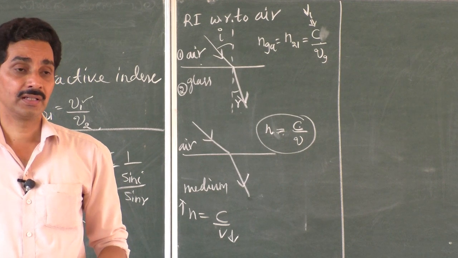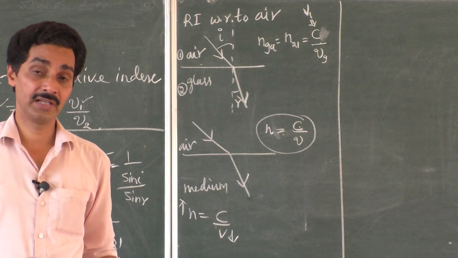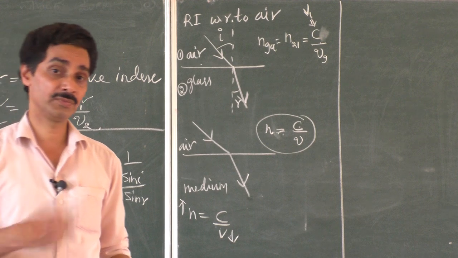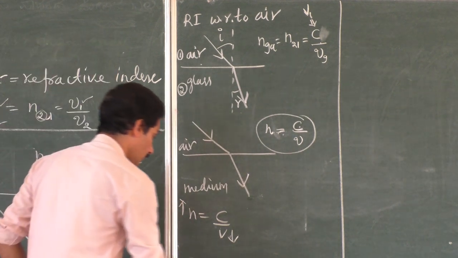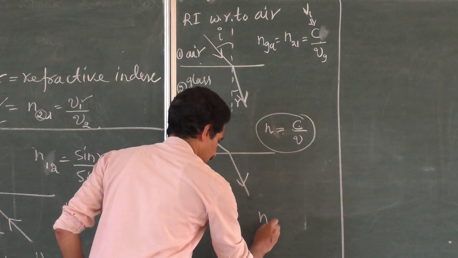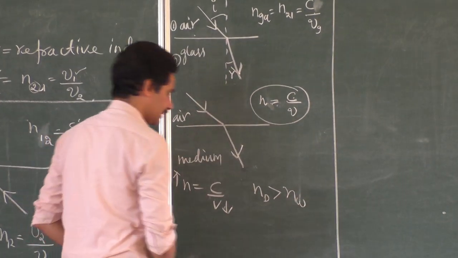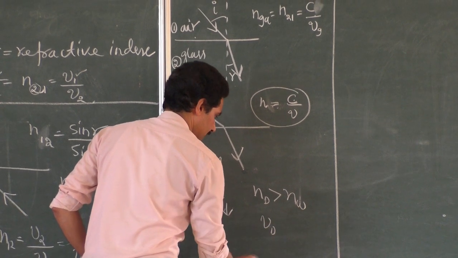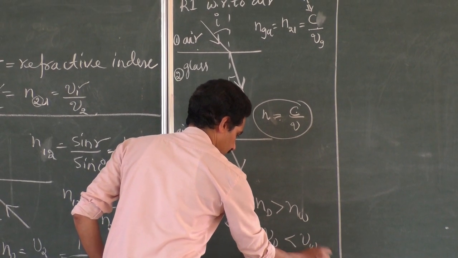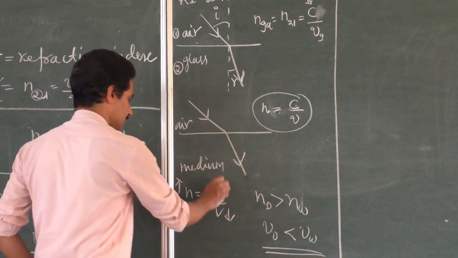Refractive index of glass is less, 1.5. Speed of light in that medium compared to diamond is most. So the more the refractive index... Suppose refractive index of diamond is greater than refractive index of water. What does it mean? Velocity of light in diamond is lesser than velocity of light in water. That is the meaning, because they are inversely proportional. This is constant everywhere.